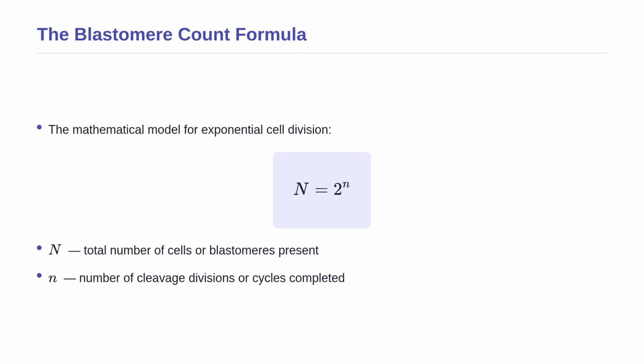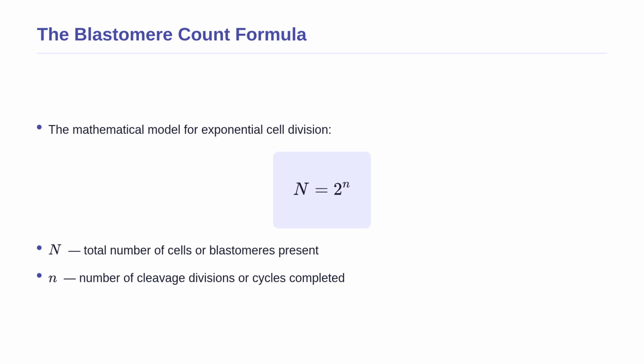This concept of exponential multiplication gives us a very simple but powerful formula. The equation is N equals 2 raised to the power of n. Let us break down what these symbols mean.